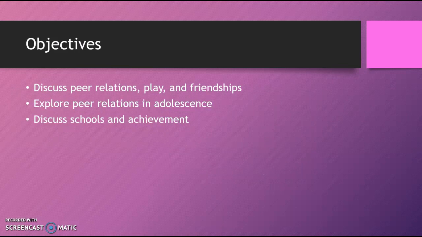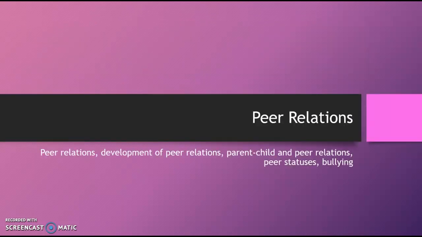The objectives of this presentation are to discuss peer relations, play, and friendships, and explore peer relations in adolescence, and then discuss how schools impact that and achievement. Peer relations. This includes the topics of peer relations, development of peer relations, parent-child and peer relations, peer statuses, and bullying.